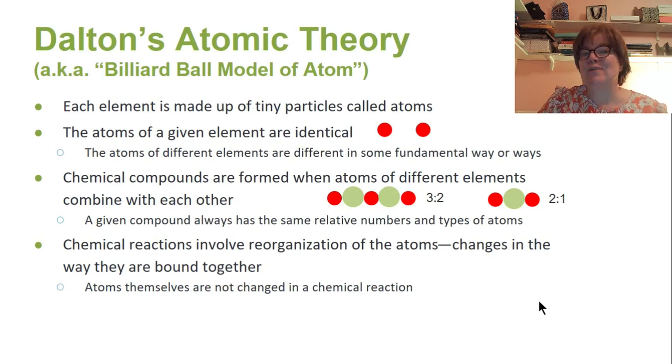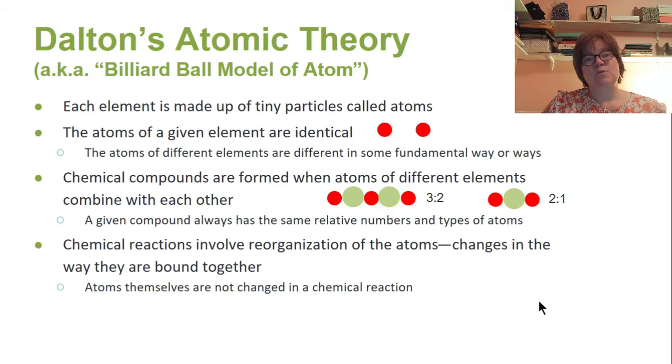Chemical compounds are formed when we bond atoms of two elements together in different ratios. So I can make different compounds from the same two elements by combining the atoms in different ratios. So in one case, if I had a ratio of 3 reds to 2 greens, whatever those elements are, that would make up a compound. And when I find those compounds, they will always have that same fundamental ratio of green to red. But I might find another compound that has 2 reds and 1 green.